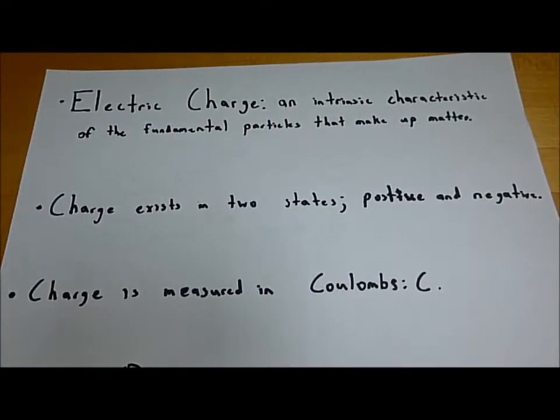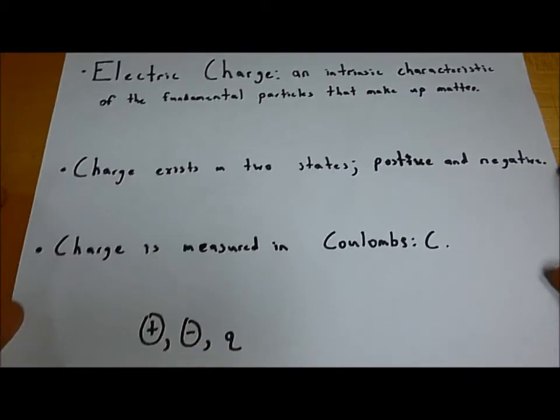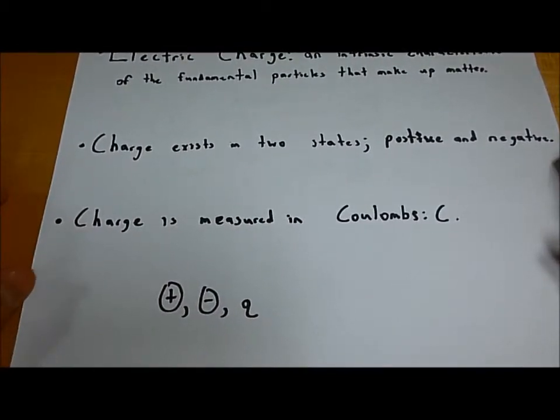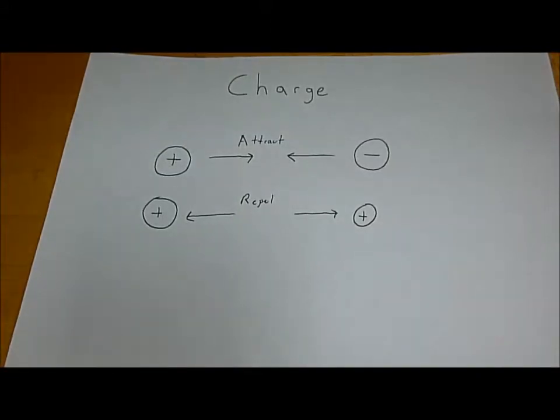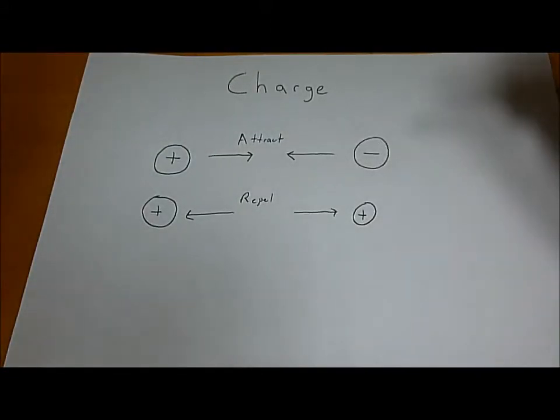Let's start by defining electric charge, which is an intrinsic characteristic of the fundamental particles that make up matter. Charge exists in two states, positive and negative, and is measured in coulombs, which can be denoted by a capital C. In schematics, charge can be recognized as a circle with a positive or negative sign in it, or a lowercase q.